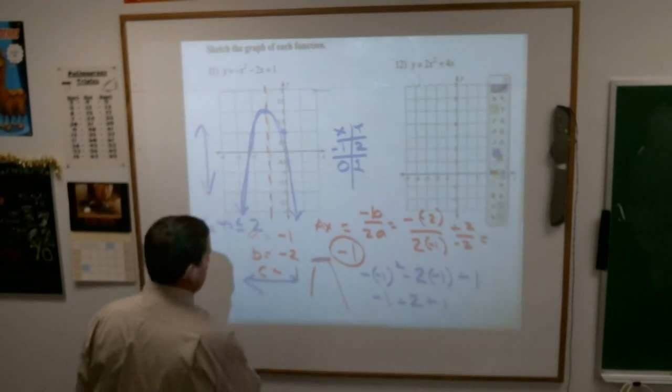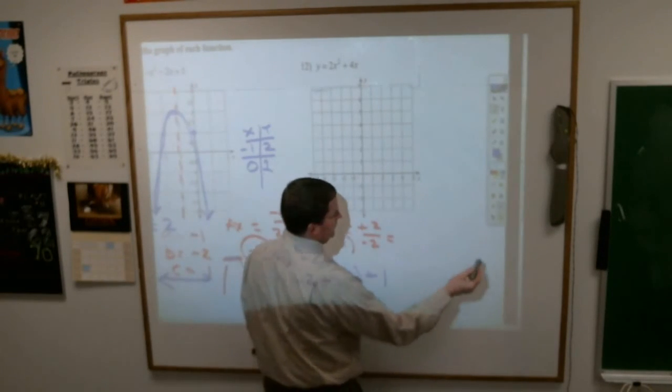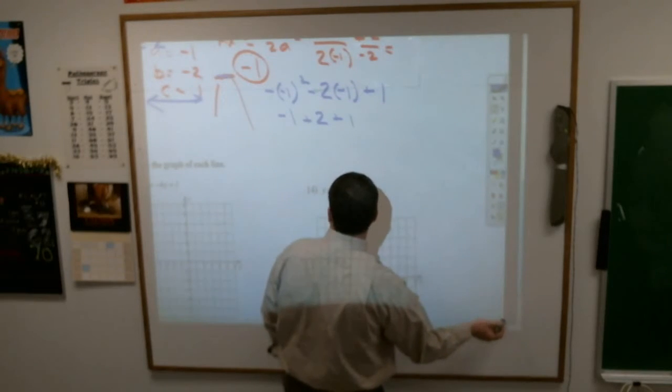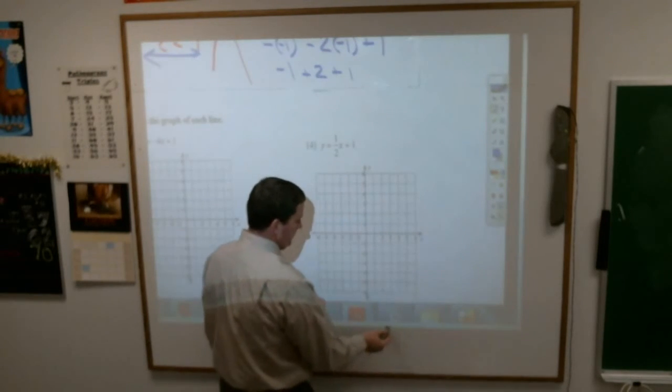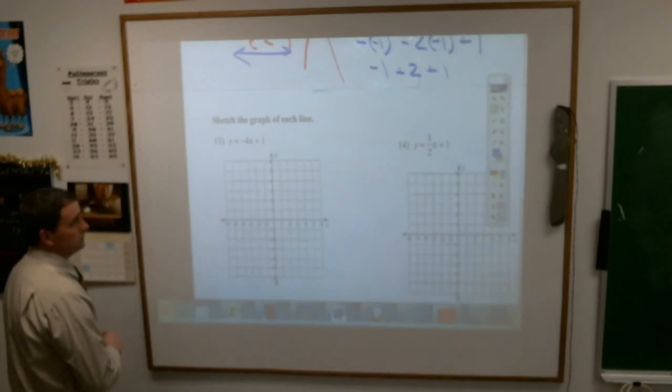Other ones? Hold on here. Nobody has trouble with the slope-intercept form of these things? Everybody got those right?